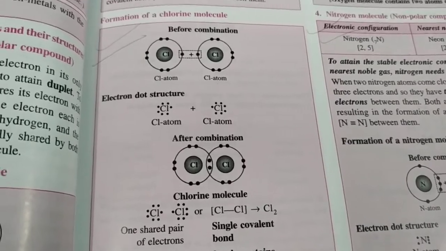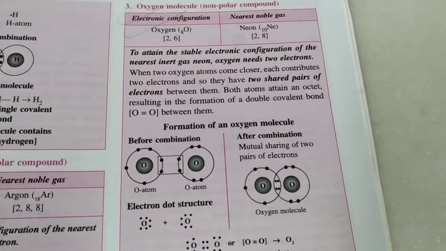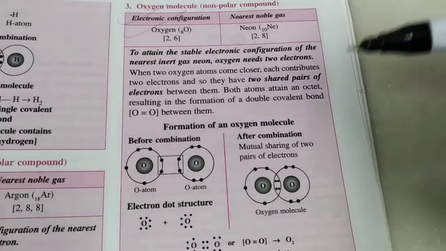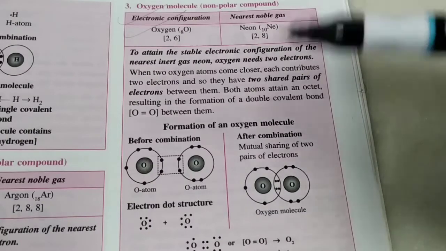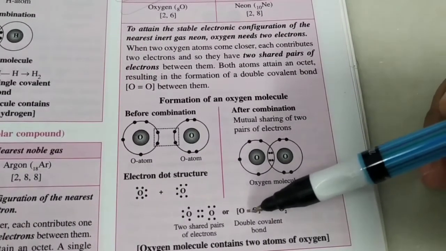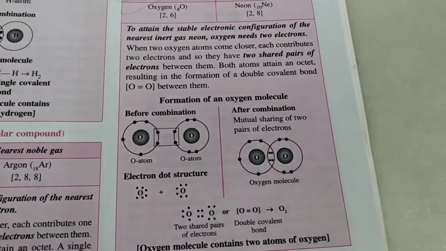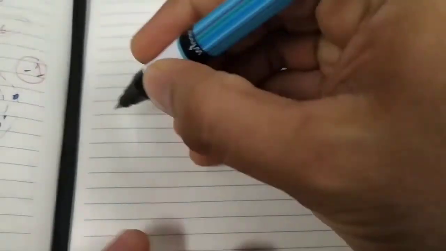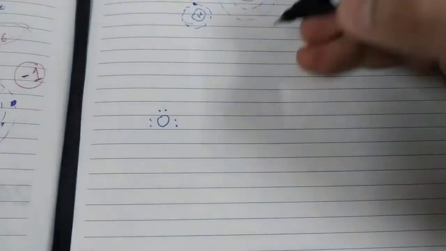In oxygen, 2 pairs of electrons have been shared because each requires 2 electrons to complete their octet and to become like the nearest noble gas. So that is why we have a double bond out here. Double covalent bond means 2 pairs of electrons have been shared. So how to draw this cross and dot structure? First of all, oxygen 1, 2, 3, 4, 5, 6. I'm just showing the outermost shell for cross and dot.